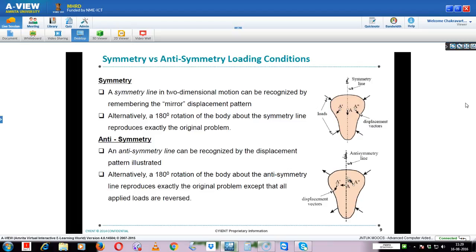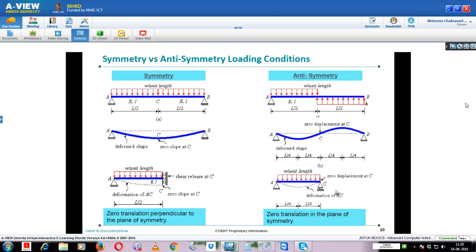If you take this example, if this is the dotted center line of symmetry, when you try to rotate about this anti-symmetric line, this geometry will come and exactly sit here. But the only thing is, loads will be acting in reverse direction. Loads are acting in this way, and here loads are acting in this way. Similarly, displacements here are acting in this way, and the displacements there are acting in reverse direction. So this is anti-symmetry.